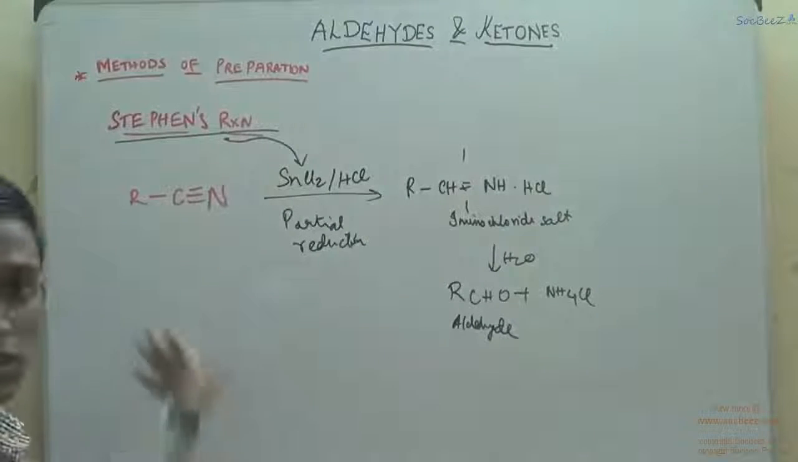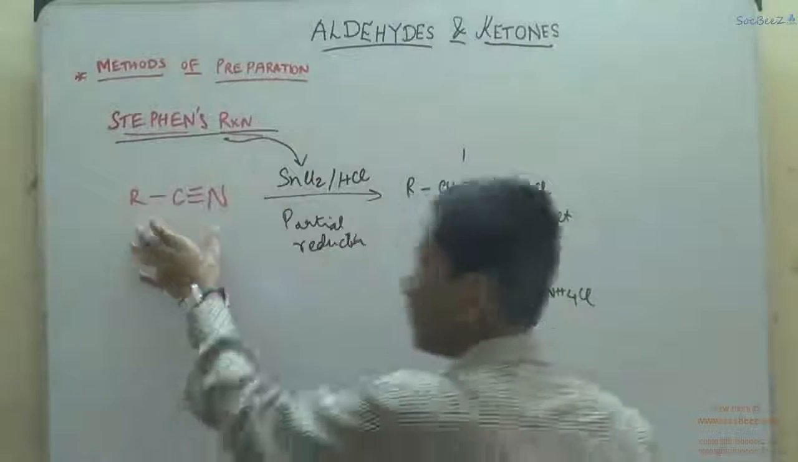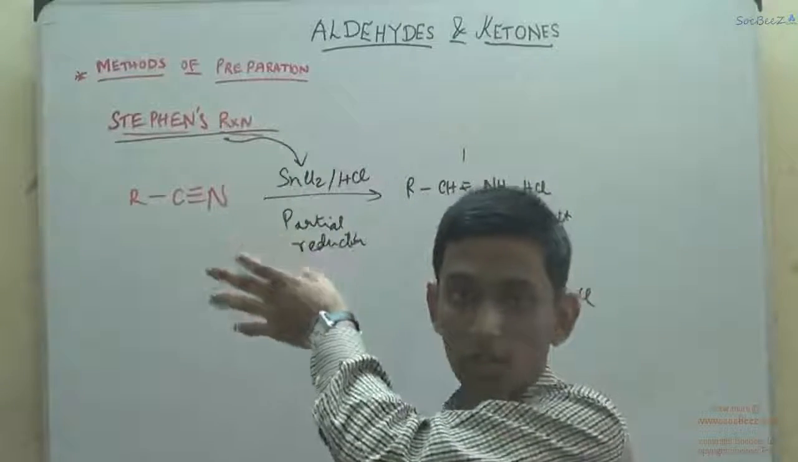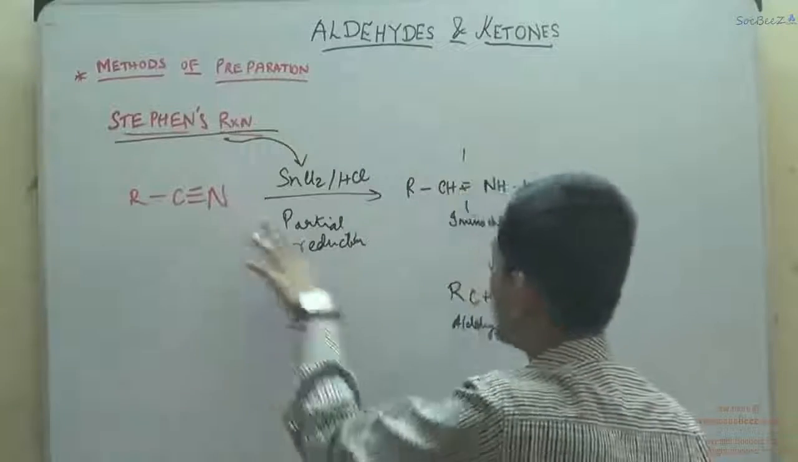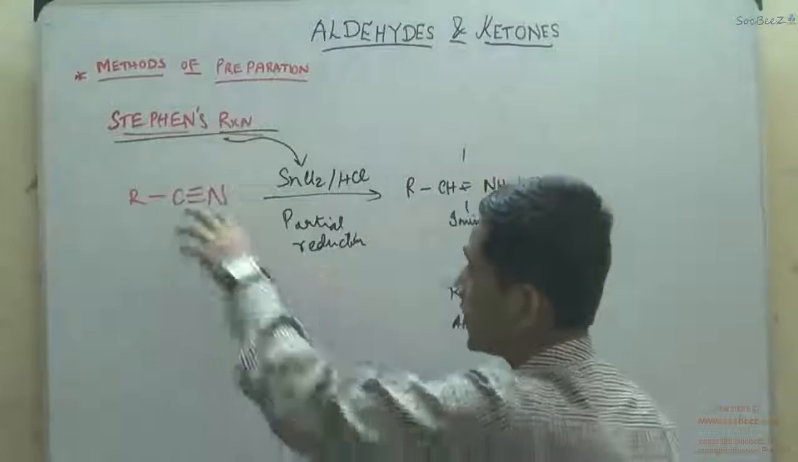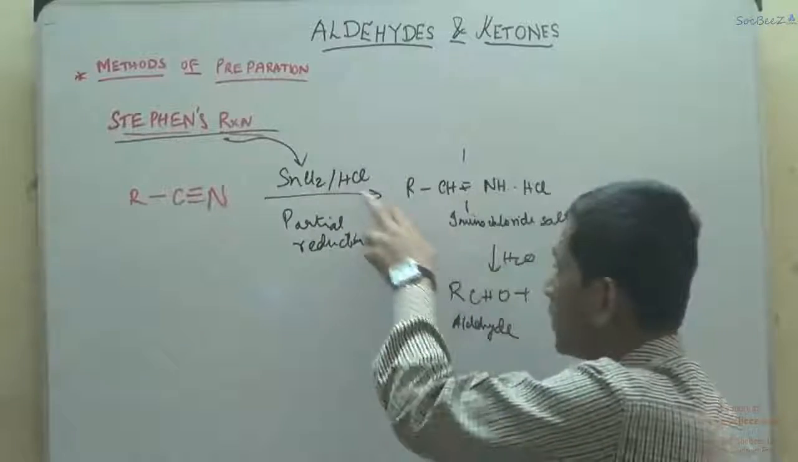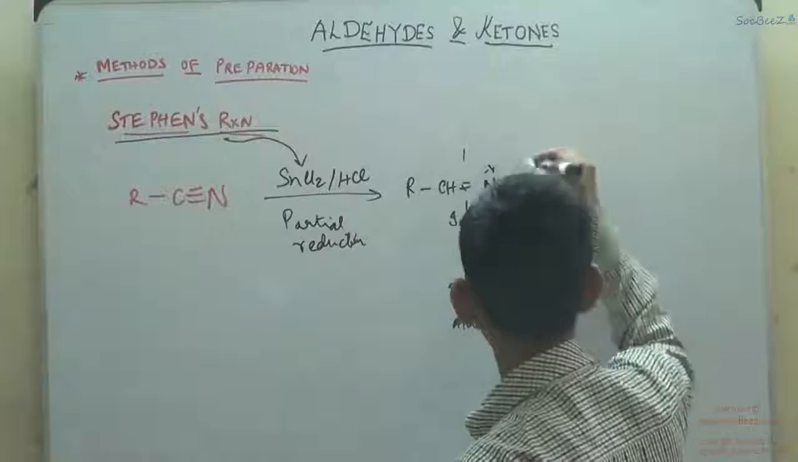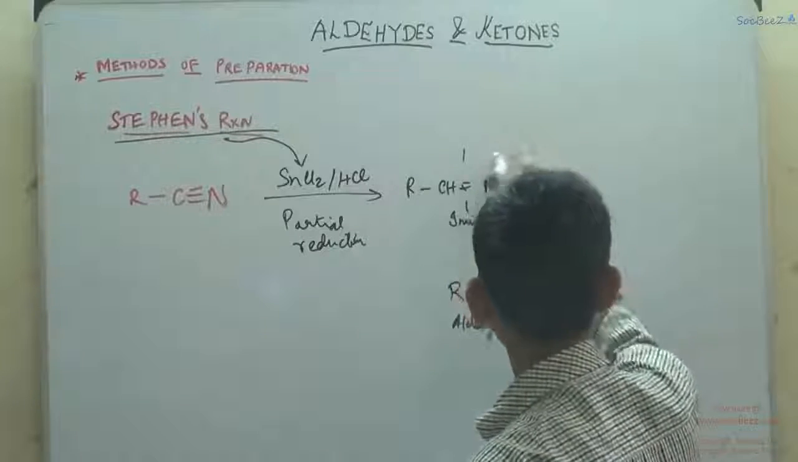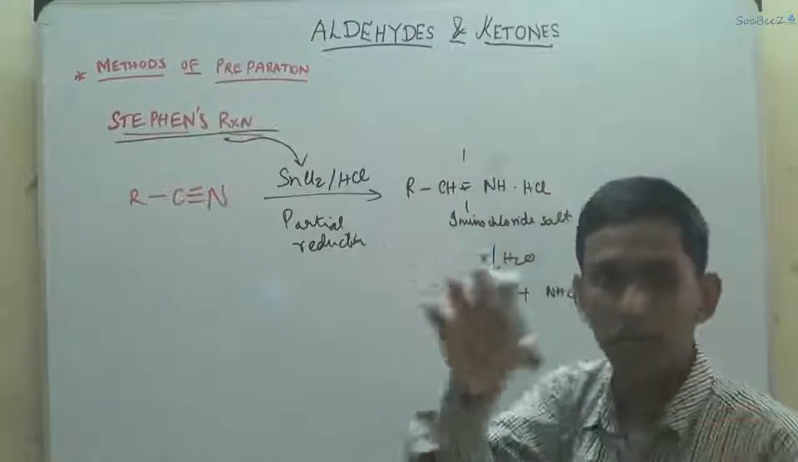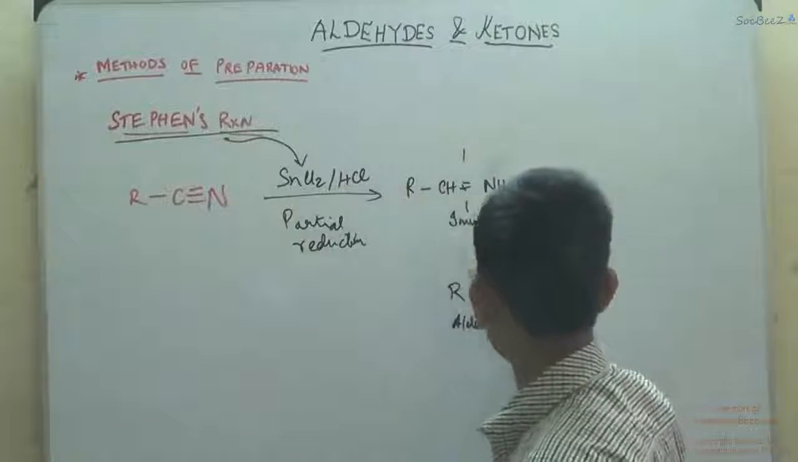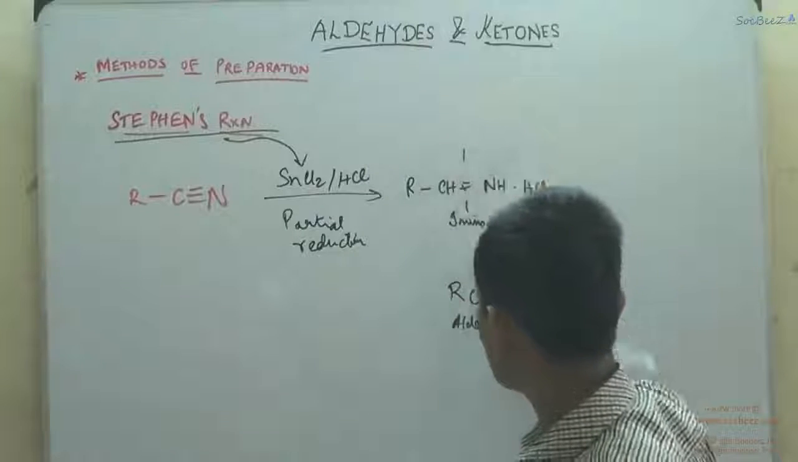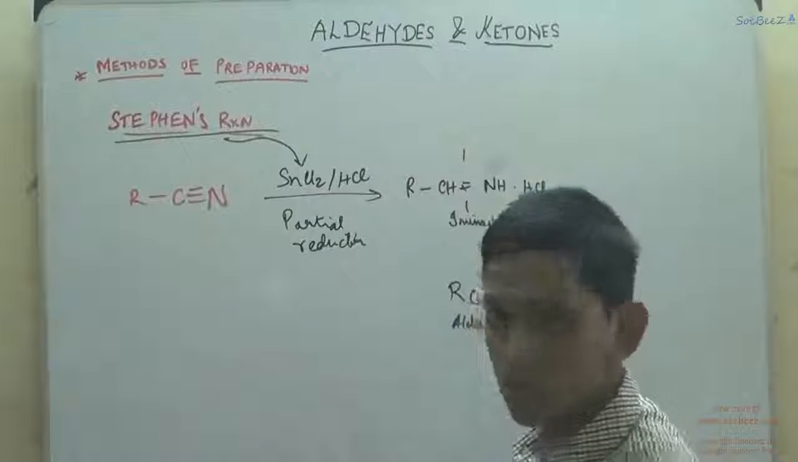So Stephen's reaction, again, uses nitriles, alkyl nitriles, and SnCl2 HCl is the reagent. If you treat it, first partial reduction takes place, H gets added here, and HCl, because of nitrogen having that partial positive and a negative charge, this goes and attaches here. It forms a kind of salt because of the ionic pair attraction here. Then the amino chloride salt is formed, treated with water, OH gets added here, H gets added here, you will get aldehyde plus NH4Cl as the salt.